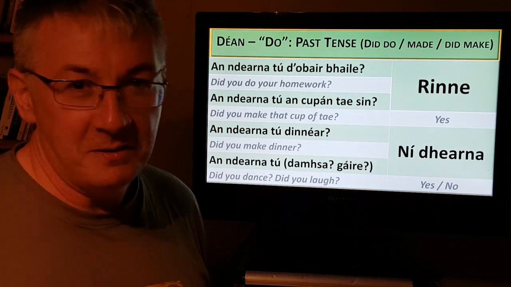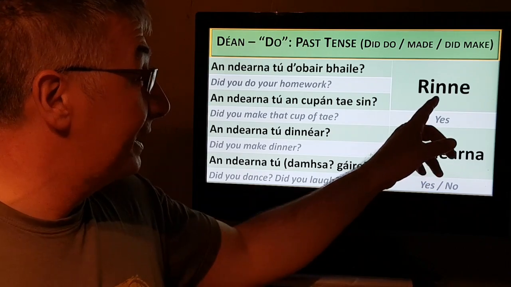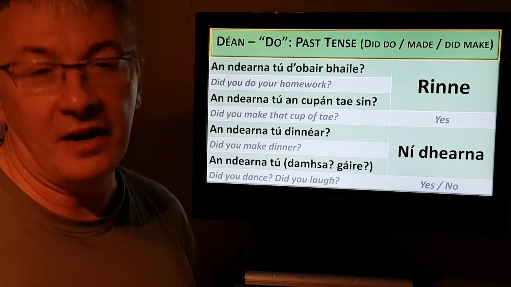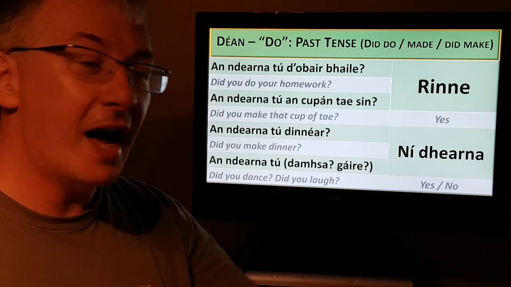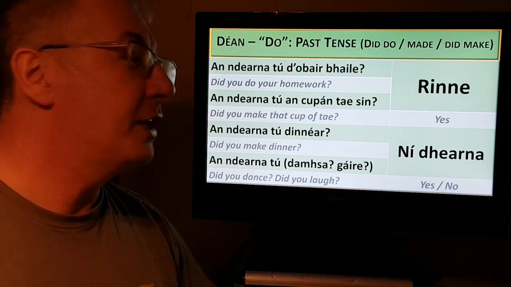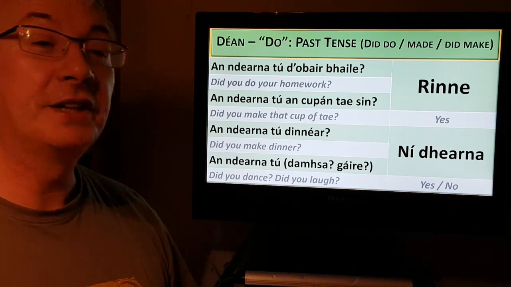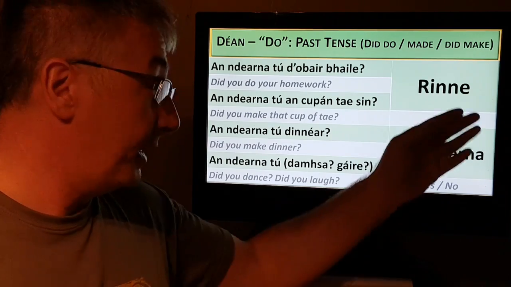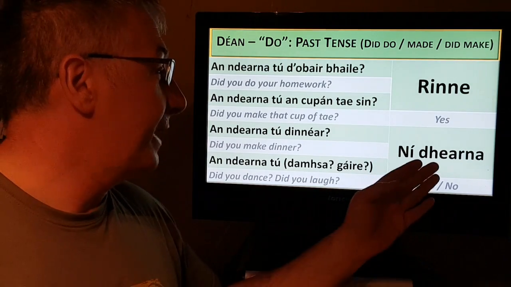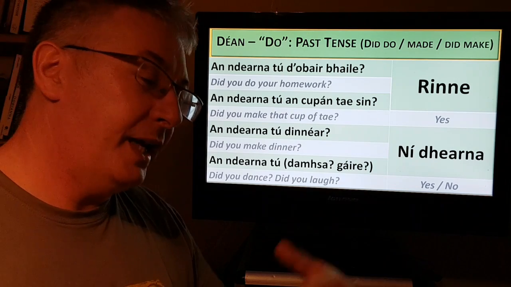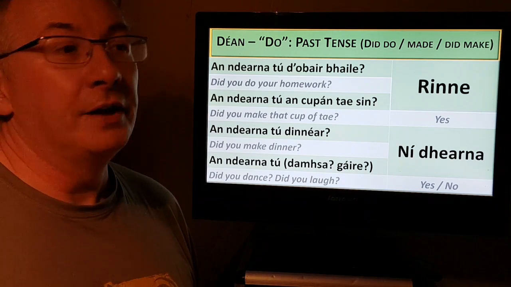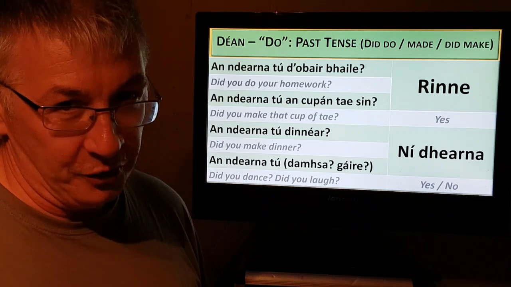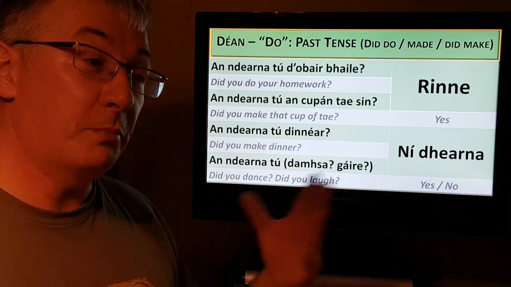Rin, yes, which means did do. And then ní yarna, didn't do. And that's your yes and no for this one. So if anybody ever asks you the question yarna to, or yarna anybody else, and you want to say yes, you just say rin. And if you want to say no, you say ní yarna. Because again, what you're saying is, did you do your homework? Did do. Did you do your homework? Didn't do. That's how you say yes and no in response to the actions.